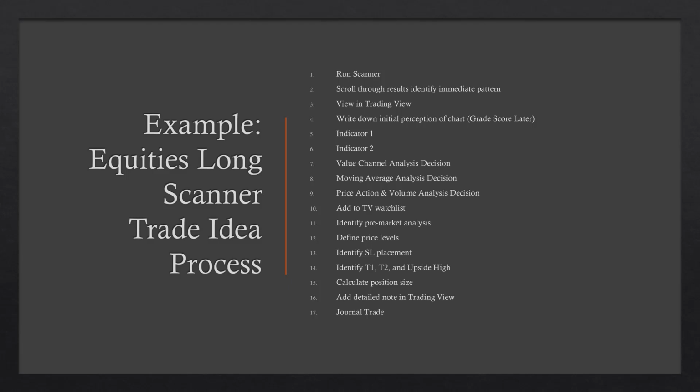I'm looking at price action and volume analysis. And then at that point in time, okay, you know what? It's passed a majority of my tests. I add it to my TradingView watch list. And then I identify my pre-market analysis. So I actually go through and say, here's what I want to see pre-market if it is pre-market trading. And then I define my price levels, I identify my stop loss, identify target 1, target 2, and upside high. I calculate position size. I add a detailed note in TradingView, and then I journal that trade.